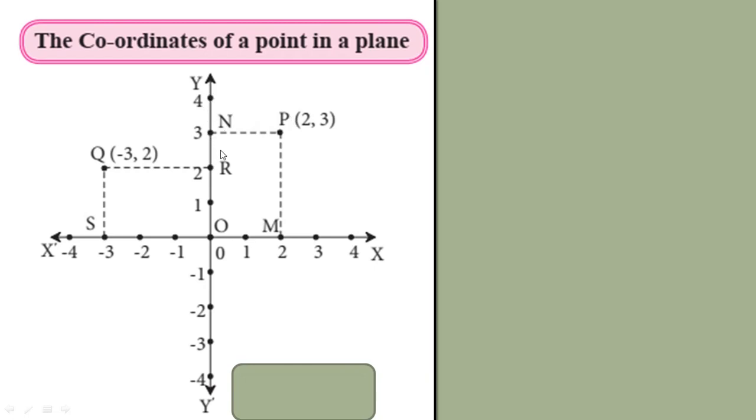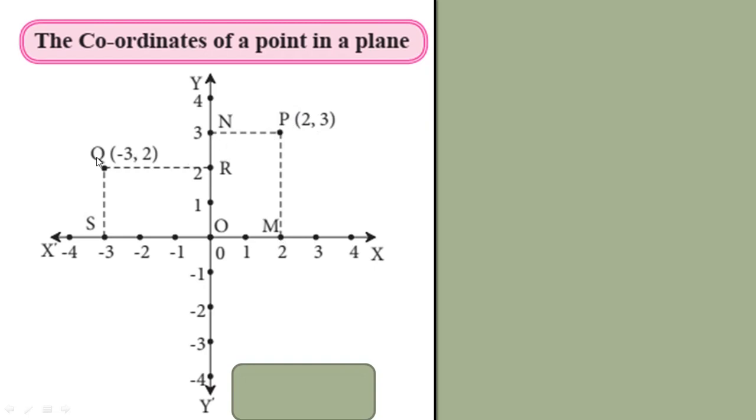This angle is 90 degrees. Perpendicular means this angle is 90 degrees. Then we'll draw line NP at unit 3 on the y-axis, perpendicular to the y-axis. Both these lines MP and NP cross each other at point P. This point is the location of point P in the coordinate system, as its coordinates are 2 and 3: x coordinate is 2, y coordinate is 3.